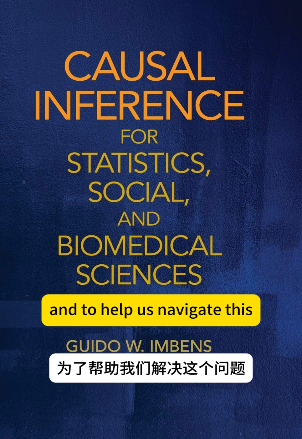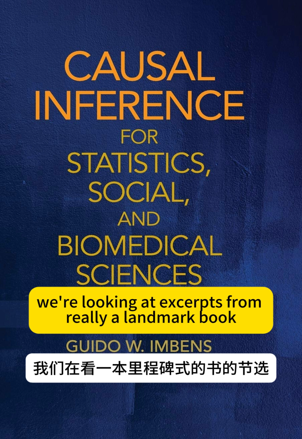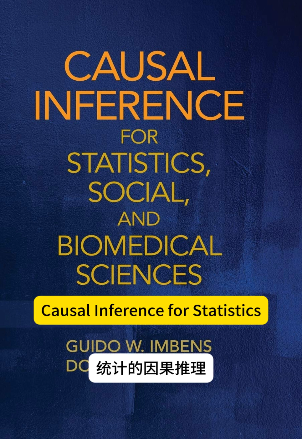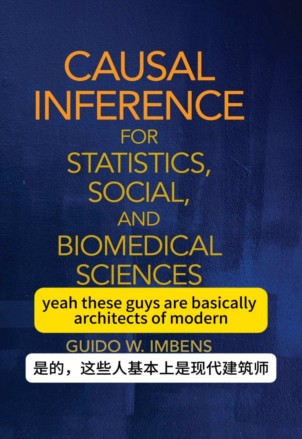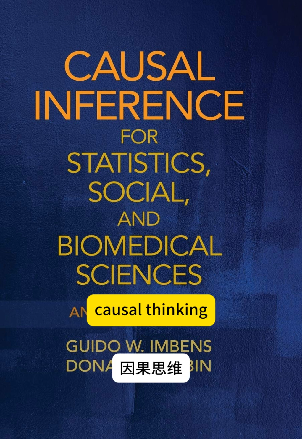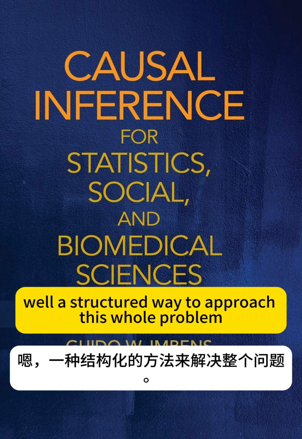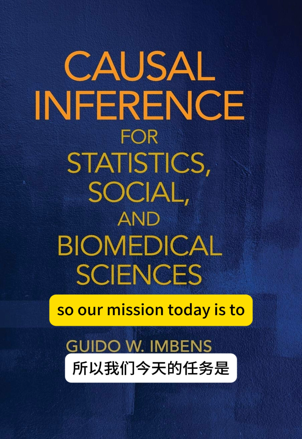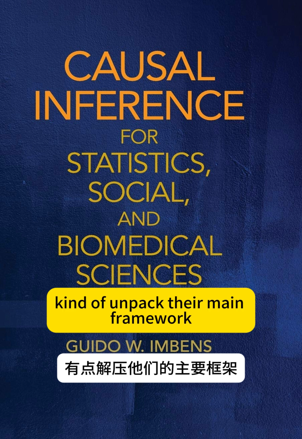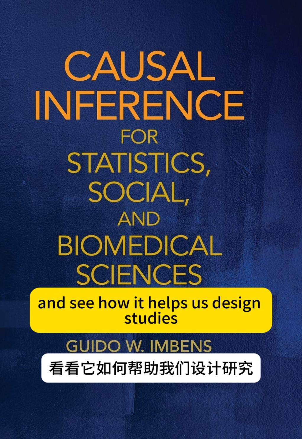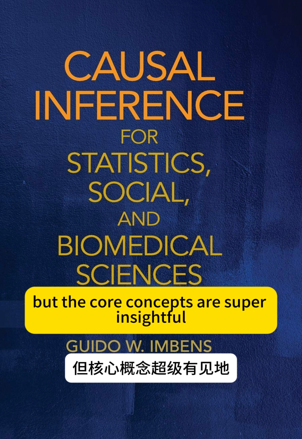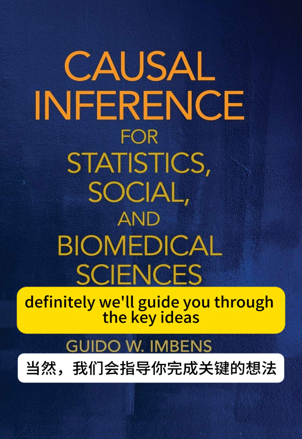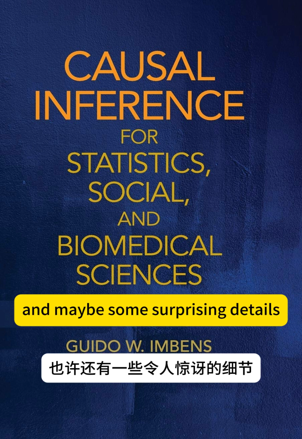And to help us navigate this, we're looking at excerpts from really a landmark book, Causal Inference for Statistics, Social, and Biomedical Sciences by Imbens and Rubin. Yeah, these guys are basically architects of modern causal thinking. Their work gives us a structured way to approach this whole problem. So our mission today is to unpack their main framework, this potential outcomes idea, and see how it helps us design studies, analyze data, and make more credible causal claims. It can get a bit technical, sure, but the core concepts are super insightful. Definitely. We'll guide you through the key ideas and maybe some surprising details.